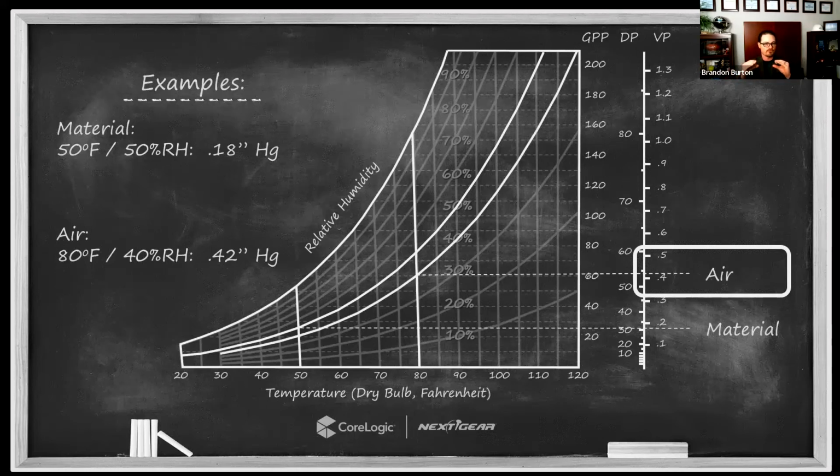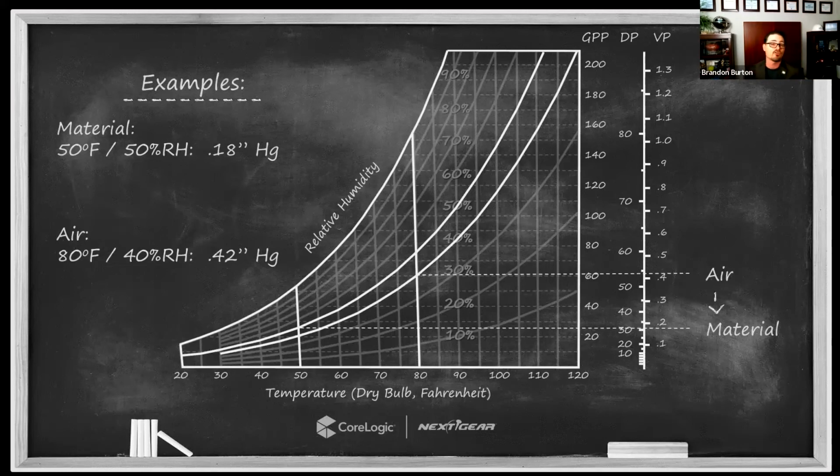In the material, the water has a pressure of 0.18 inches of mercury. That's how bad it wants to come out. The air you're using to dry it has a pressure of 0.42 inches of mercury. The air is wetter. The air has more pressure. In other words, water vapor is traveling into the material. That's not conducive to drying. If anything, this material is going to gain moisture in the next 24 hours.